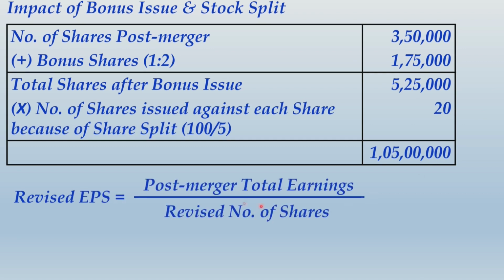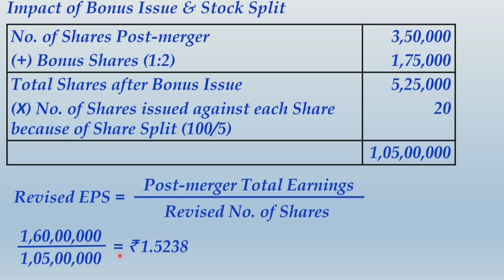So revised EPS will be post merger total earnings divided by the revised number of shares. So now the EPS drops to just rupees 1.5238. So note down these calculations and then we shall move ahead.